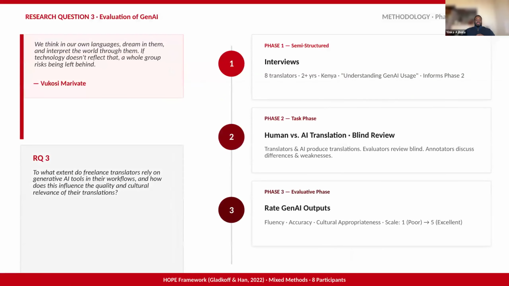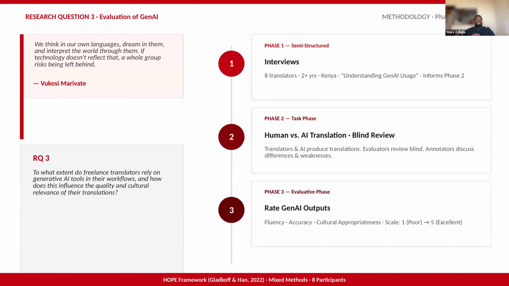And now moving on to my third research question, I used a three-phase mixed method design, combining interviews, task-based experiments, and also evaluation using the HOPE framework. I chose this approach to understand both how the translators use generative AI in practice and how AI-generated translations compare to human translations as well. When I say generative AI, I specifically used ChatGPT for this study. This study involved 8 Kenyan gig translators who regularly use generative AI in their daily workflow.